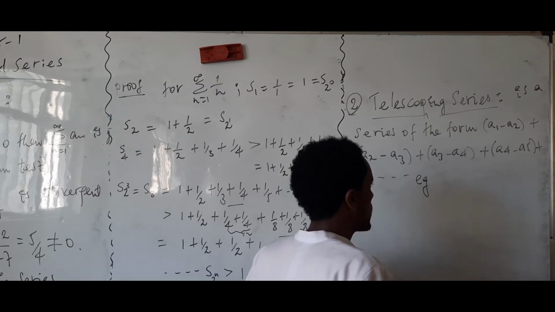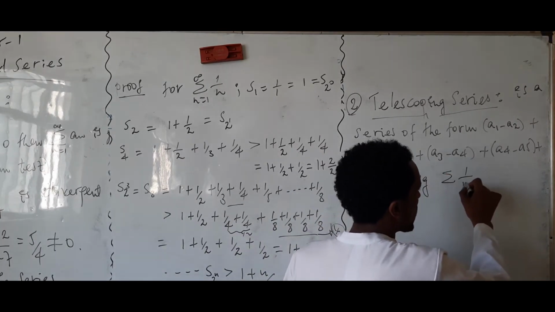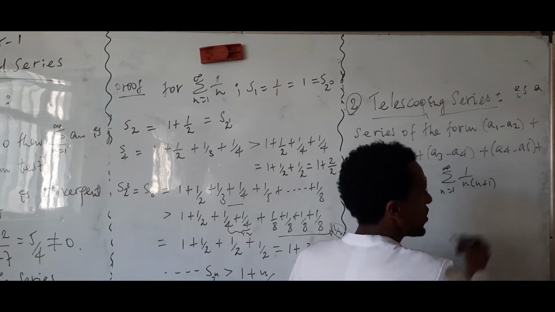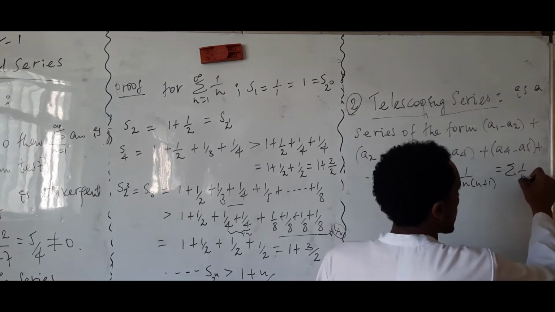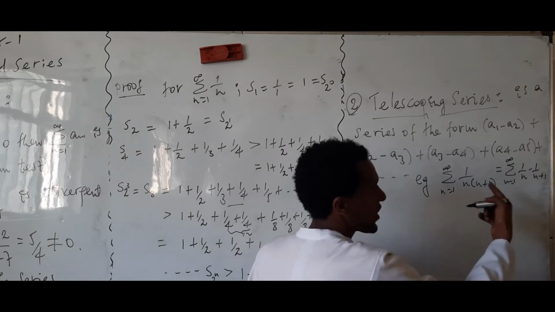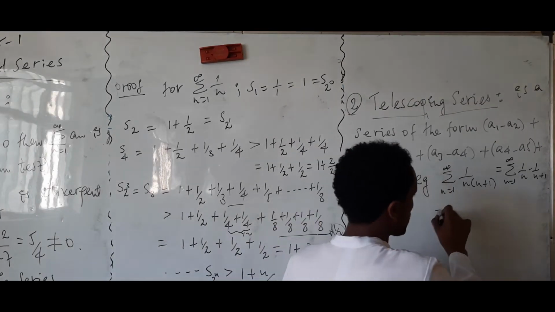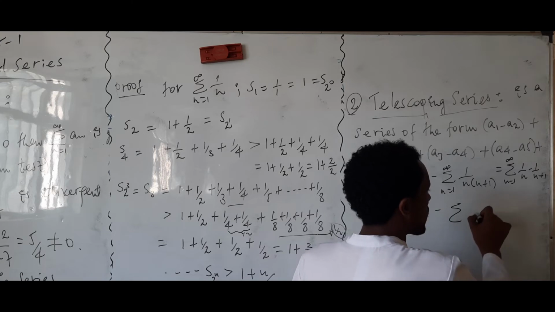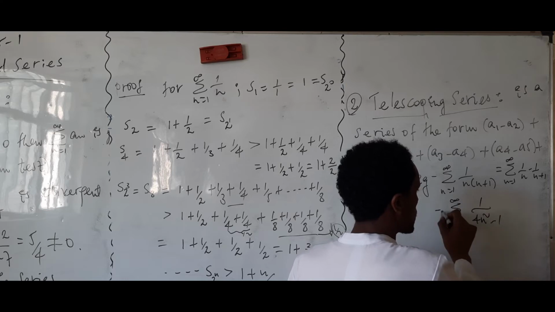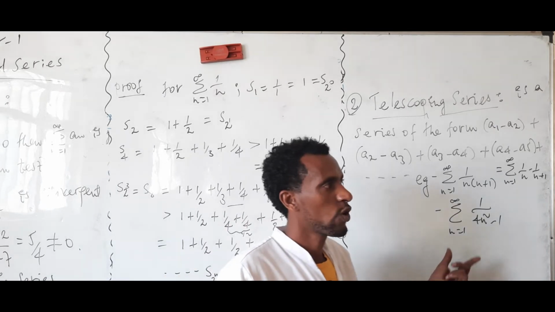A series that we have seen so far, the sum of 1 over n times n plus 1, when n is from 1 to infinity, is equal to the sum of 1 over n minus 1 over n plus 1, n from 1 to infinity, and is an example of a telescoping series. Another one is the sum of, say, 1 over 4n squared minus 1 when n starts from 1 to infinity, which is another example of a telescoping series.